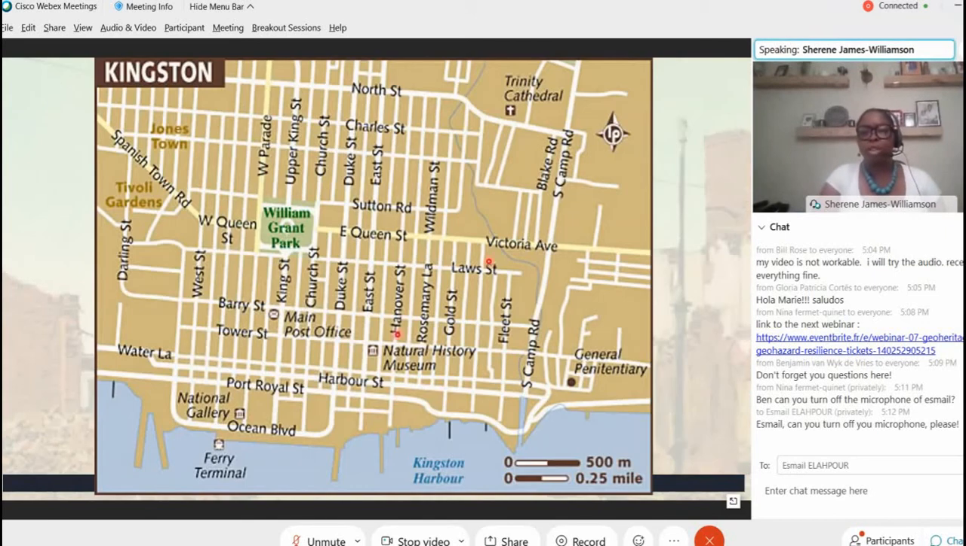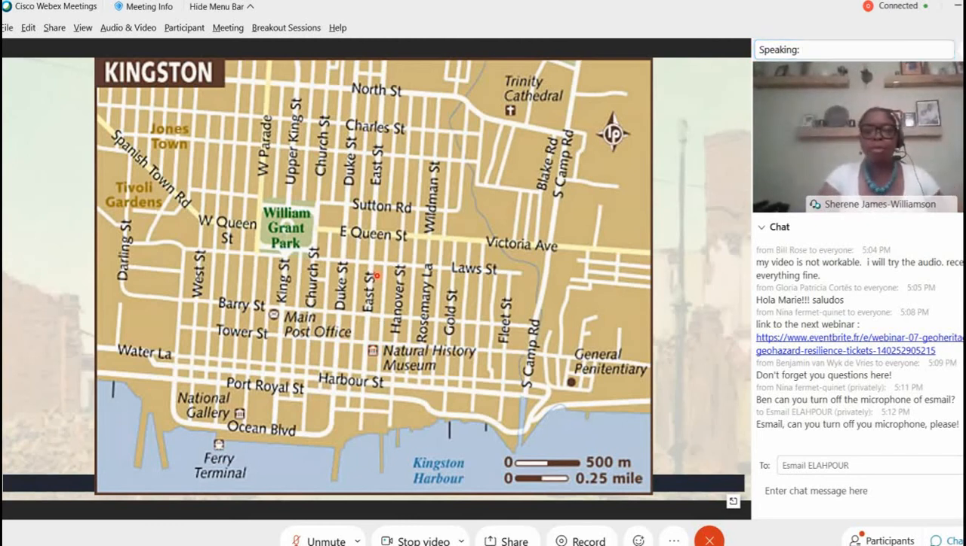So this one is just to show you that it's the same grid pattern, the same streets, everything within the city of Kingston. I'm just going to point out quickly some streets that you'll probably hear me mention throughout the presentation. Tower Street is one of them, and it runs east-west almost.